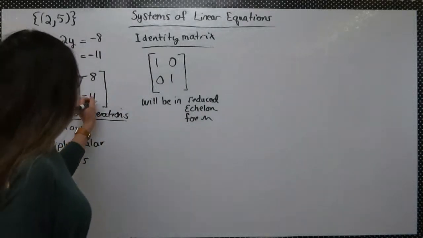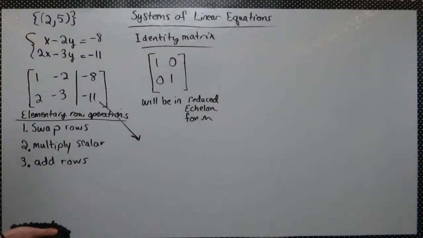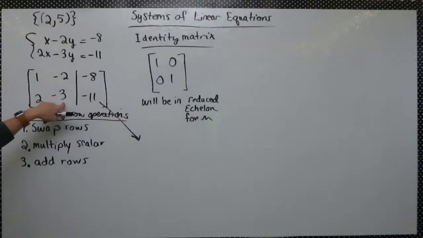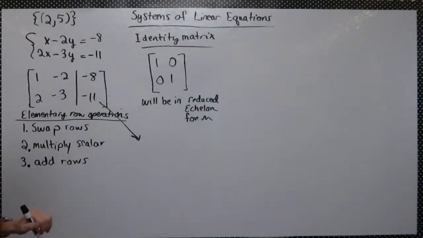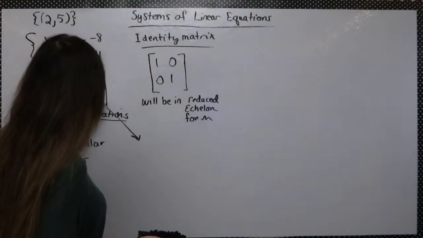All right, so let's go ahead and get started. What I want to do is make this number right here a 0. So I'm going to multiply, let's see what I could do. I also need a 1 here, and I need these 2 to be 0s. So I have to think about it for a minute and figure out what I want to do.